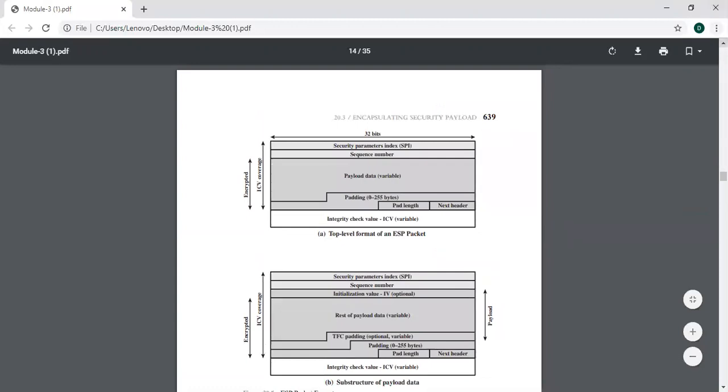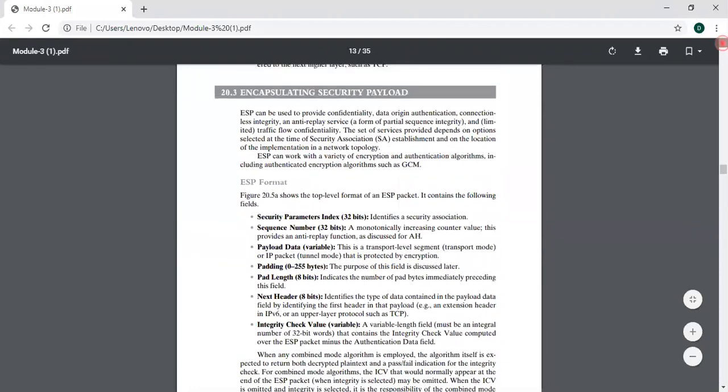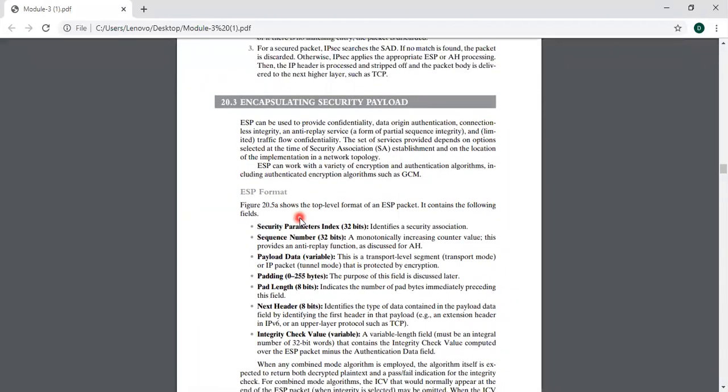So, the ESP format. ESP means, as we know, encapsulating security payload. This encapsulating security payload can be used to provide confidentiality, data origin authentication, connectionless integrity, anti-replay services, and traffic flow confidentiality. For these purposes, encapsulating security payload is useful.